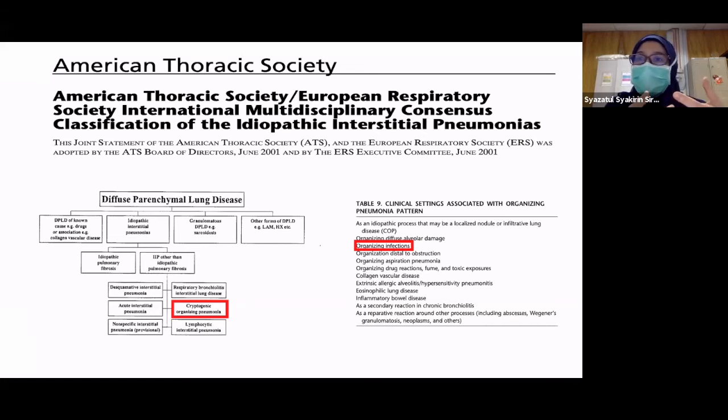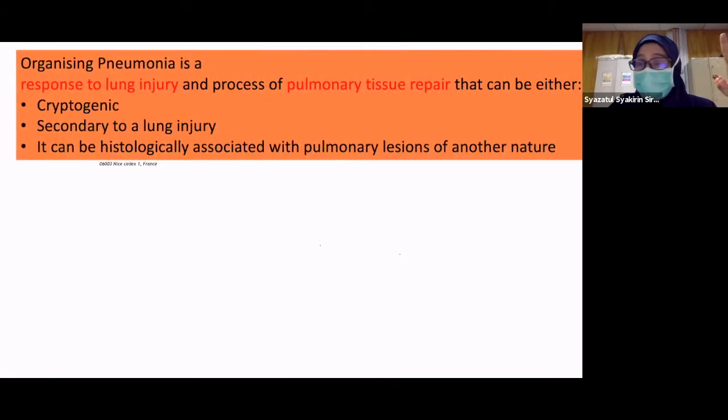When we talk about interstitial lung disease, we have organizing pneumonia listed under idiopathic interstitial pneumonia, which we call cryptogenic organizing pneumonia. Why I want to highlight this is because some of us may confuse COP and OP. The OP is just an entity telling us that it is a response to a lung injury and a process of pulmonary tissue repair that could be either due to an idiopathic or unknown cause, or secondary to a lung injury. And it could also be histologically described as an OP associated with a pulmonary lesion of another nature.